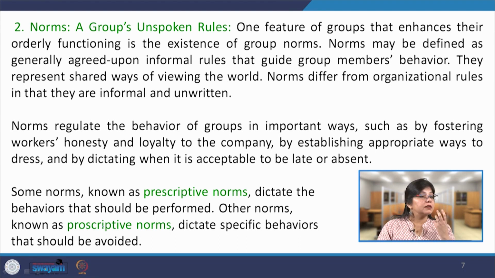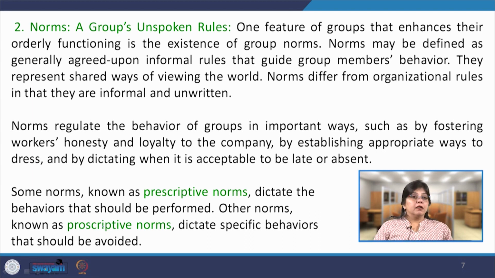So, the significance of norms in any group is that they regulate the behavior in such a way that it fosters employees' honesty and loyalty towards the organization. The more you are following or performing a normative behavior, the more you are perceived as a loyal, dedicated and committed employee towards the organization. And these norms actually regulate human behavior, not only at workplaces, but also make the functioning very orderly and effective.